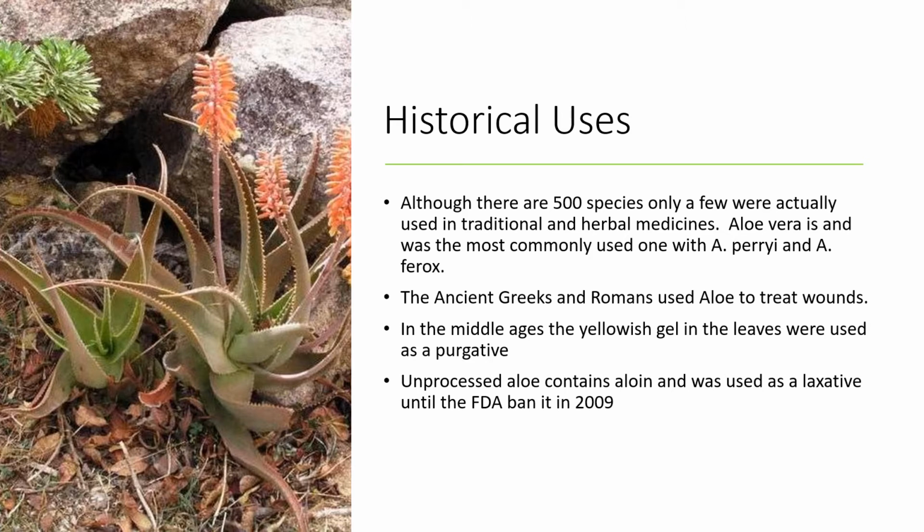I don't know if you've ever tasted aloe. It doesn't taste very good, especially that yellowish part close to the actual surface of the leaf. Unprocessed aloe contains aloin, and that was used as a laxative until the FDA banned it in 2009. So you could actually buy aloe in a jug with aloin in it. It was used as a laxative, but no longer.